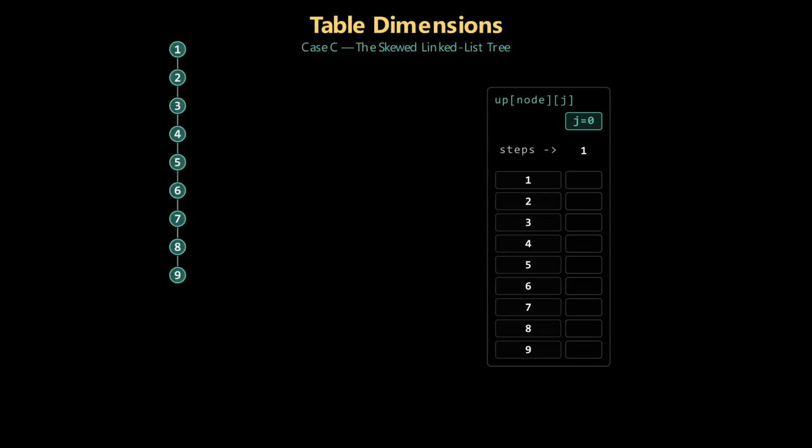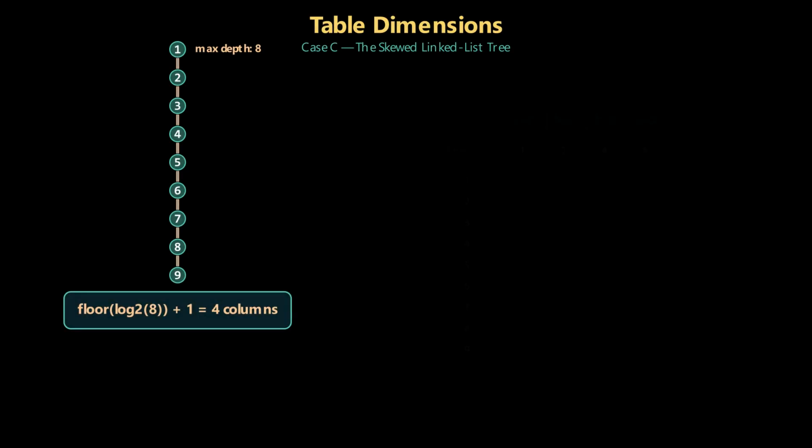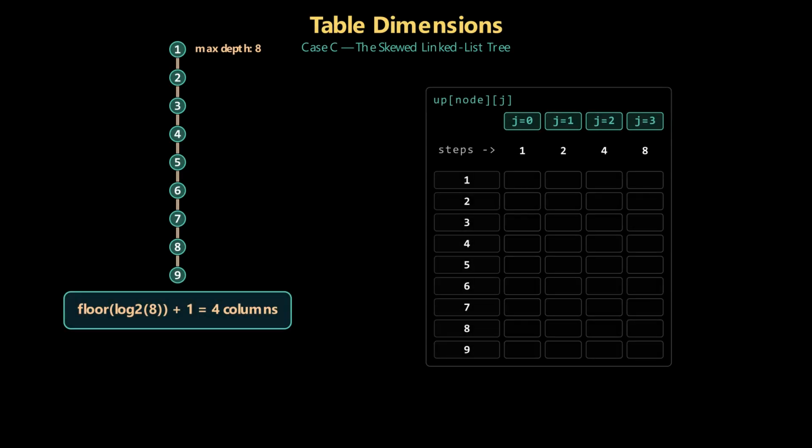Finally, look at a completely skewed tree where our nodes form one long vertical line. The longest root-to-leaf path now has maximum depth 8 edges from root to leaf. Our formula tracks this depth expansion perfectly, widening our parent grid to 4 columns, stretching up to index 3. By anchoring our table dimensions dynamically to maximum depth, our layout stays perfectly optimized for memory regardless of the tree's shape.